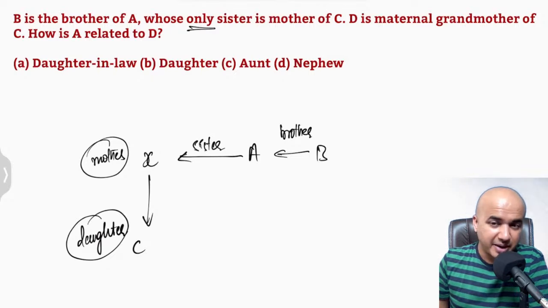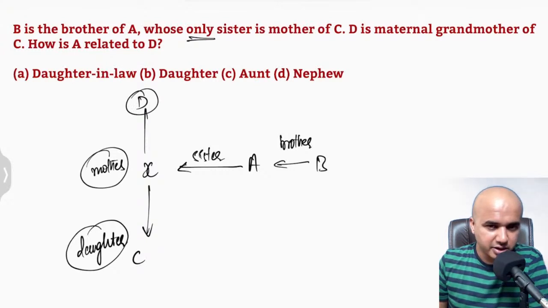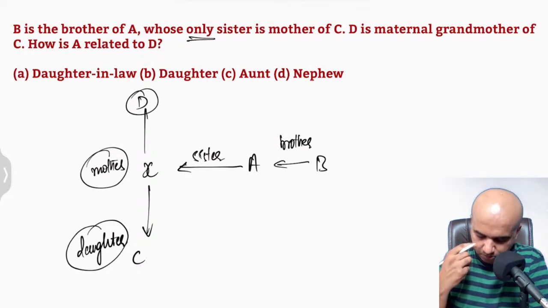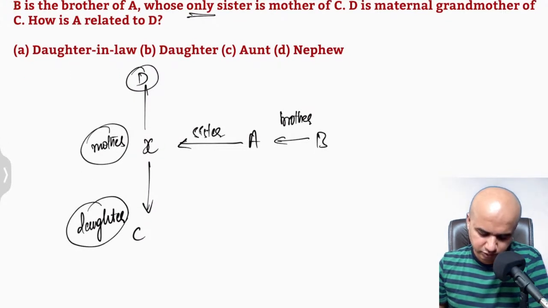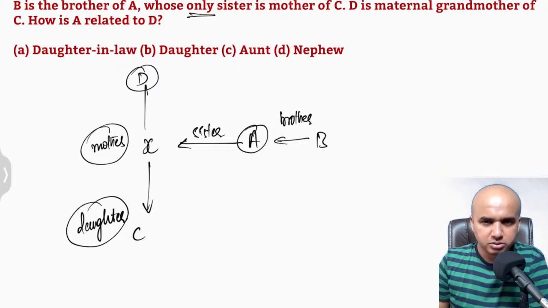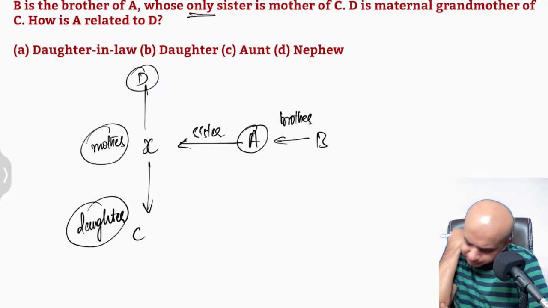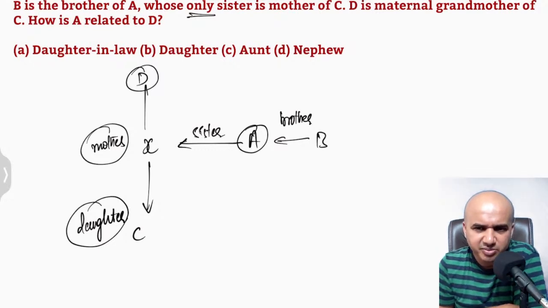Now D is the maternal grandmother of C. Maternal grandmother means mother's mother. C's mother is X, X's mother is D. Yeah, that's all. Now, how is A related to D? B is the brother of A, whose only sister is the mother of C.